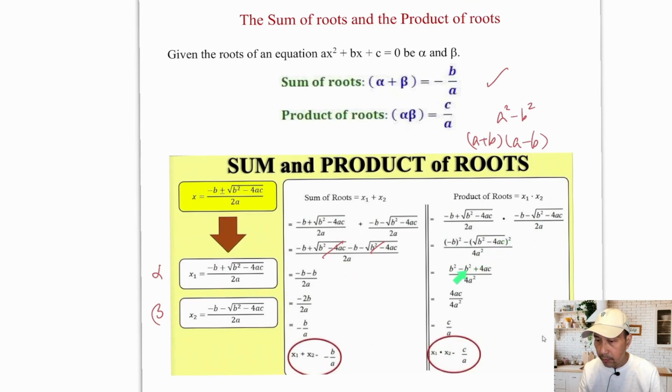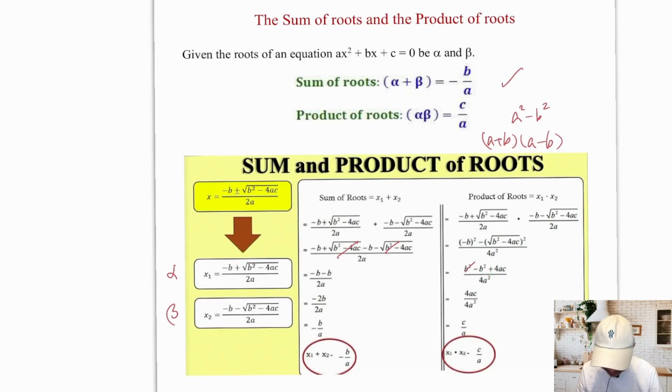So we have b squared minus b squared plus 4ac. Okay, because there's a negative sign before the brackets, so plus 4ac. b squared minus b squared is cancelled, so we have 4ac over 4a squared. So the answer is c over a. So we have the second formula proof.